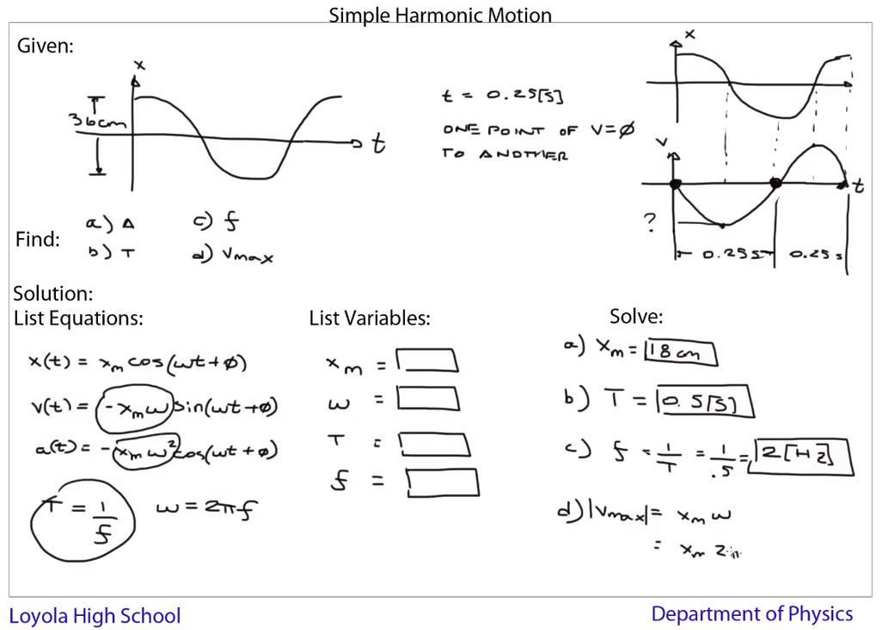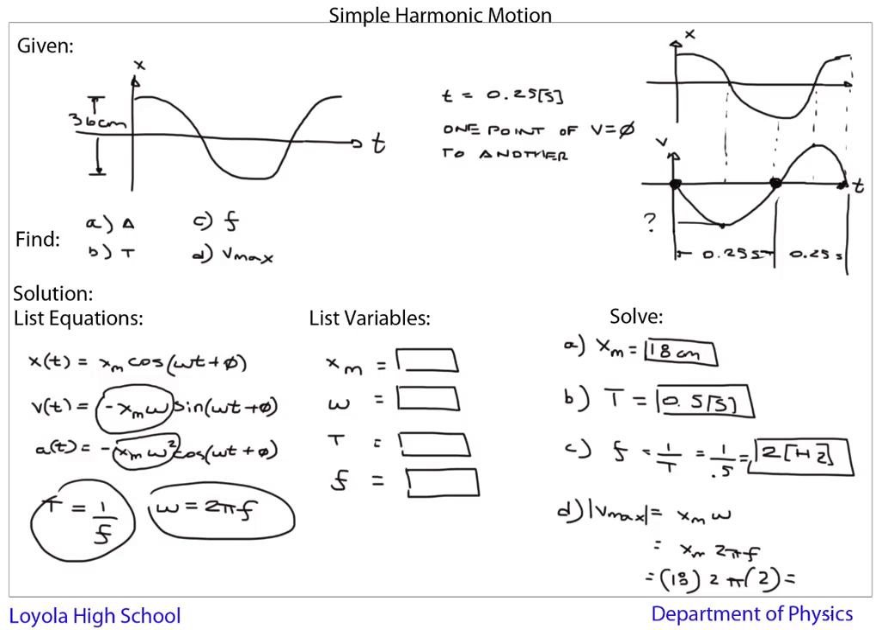2 pi f, and how do we know that? It's right here, which goes to the explanation of how this relates to the angular frequency of an object that undergoes motion in a circle, which we talked about in class. So if I go here, I've got 18, this is in centimeters now, times 2 times pi times another 2 for the frequency.